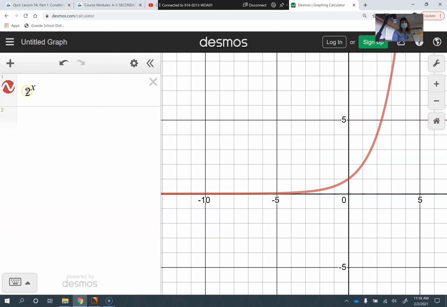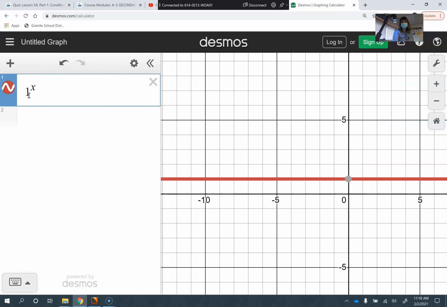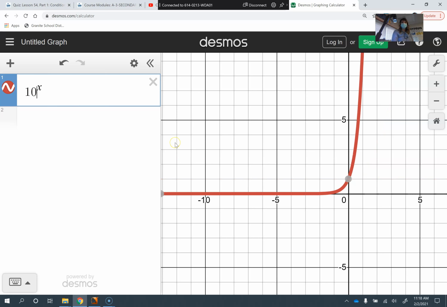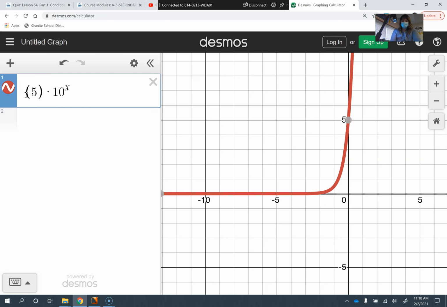Okay, let's change some numbers. What if this were a 10 instead of a 2? Did it change by very much? No. Let me show you again. Okay, watch when I change it to a 10. It doesn't change by very much at all. Well, I can put a letter on the front of this, so maybe I should do like a 5 times. That didn't change it very much. So the biggest takeaway from this is that they all kind of look the same.